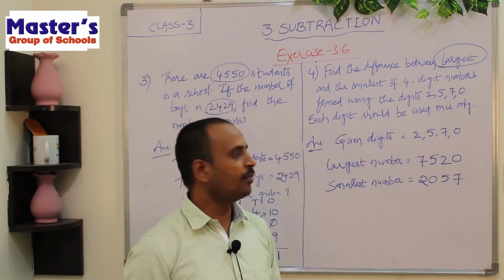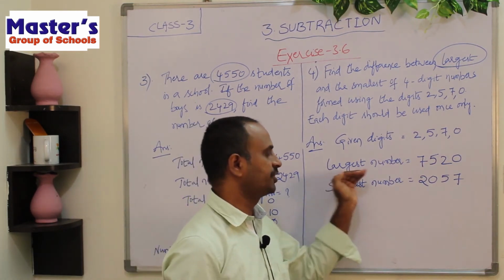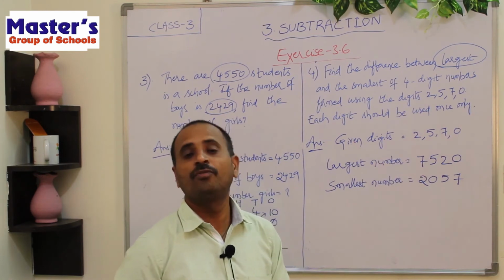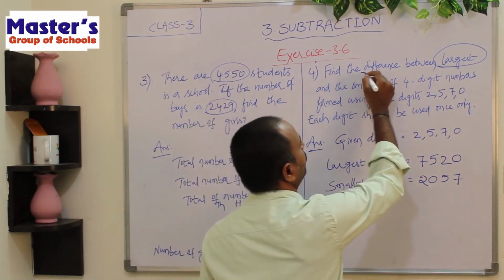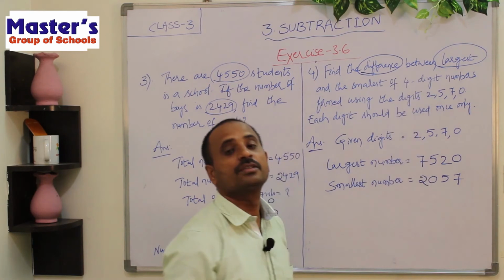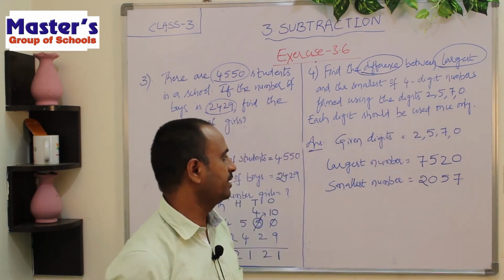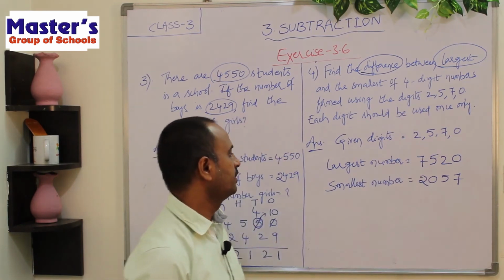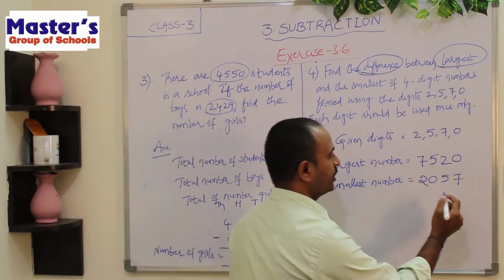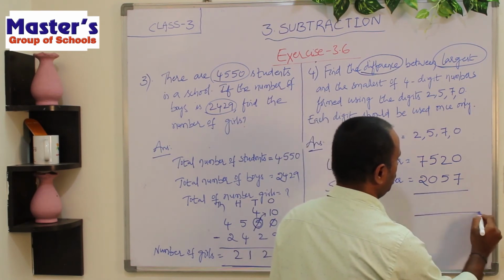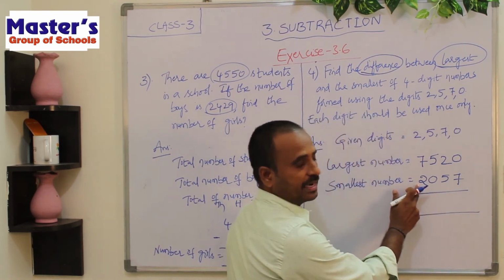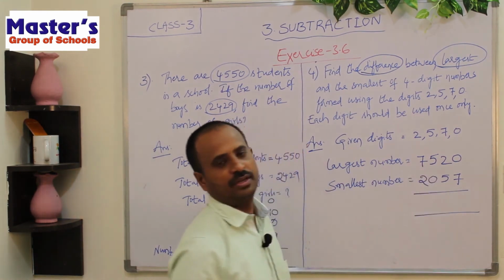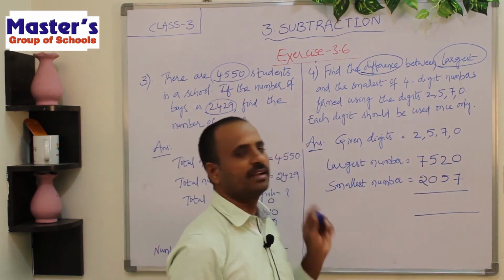So children, up to now we have formed the largest number and the smallest number by using the given 4 digits. Now what do we have to find? We have to find the difference. Difference means subtraction. So now subtract the smallest number from the largest number. So here we have to subtract this 2057 from 7520. If you subtract, we will get the difference.